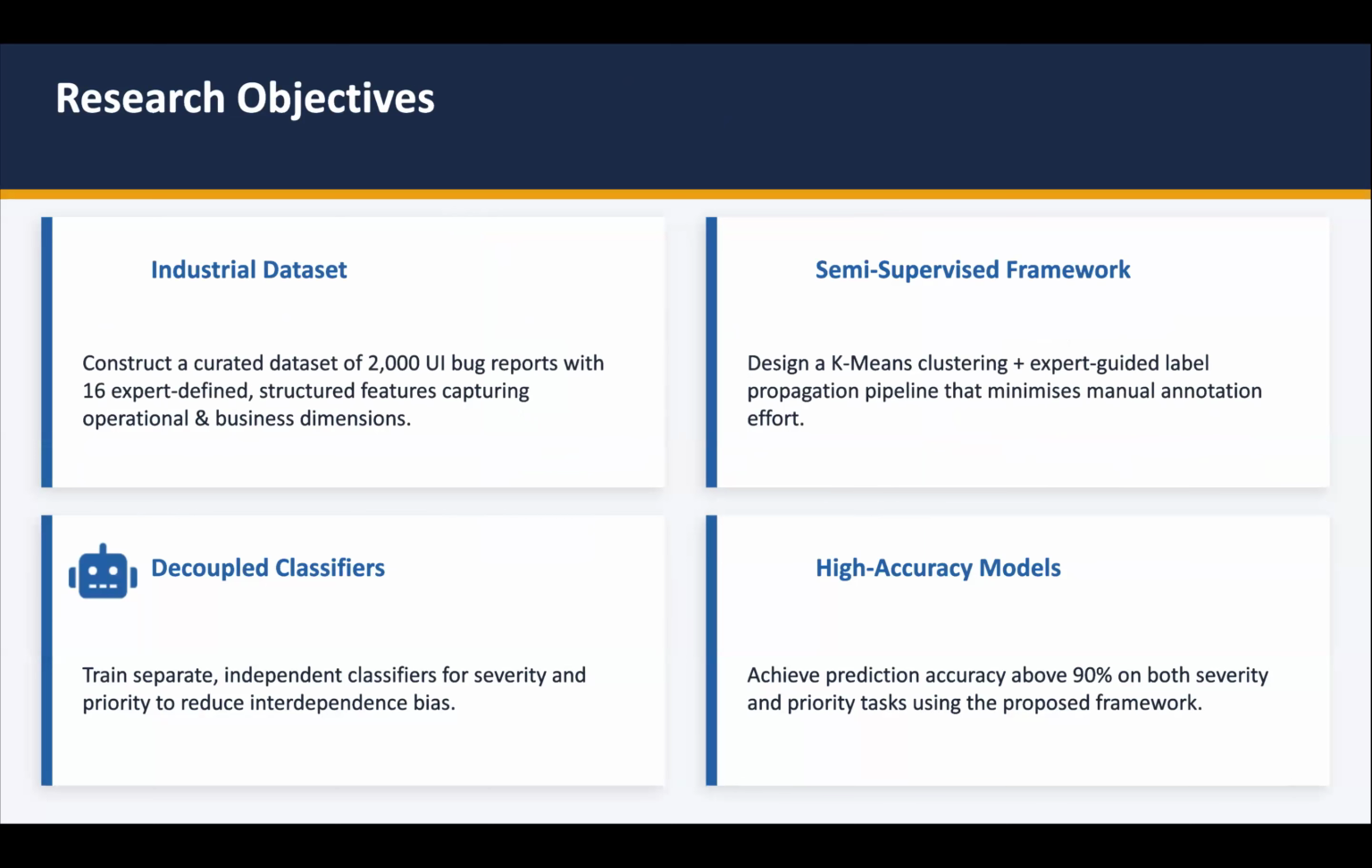Our research had four clear objectives. First, we wanted to build a real industrial dataset, not scraped from public repositories, but purpose-built with 16 carefully chosen features that reflect how bugs actually impact a business. The second one is we designed a semi-supervised framework that combines k-means clustering with expert-guided labeling and significantly reduces the manual annotation burden. The third one is we trained separate, independent classifiers for severity and priority. And the fourth one is we aimed to exceed 90% accuracy on both tasks. And I'm pleased to say we achieved that. Now let me walk you through exactly how we built this framework.